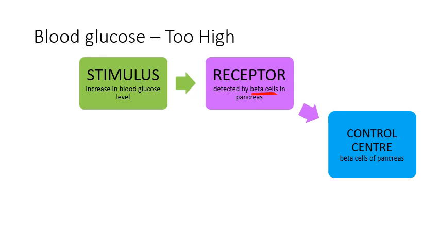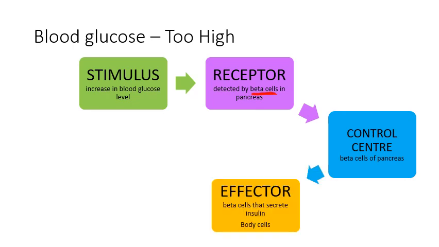So we've got our stimulus of high blood glucose levels. Our receptors are cells within our pancreas. The beta cells within our pancreas have detected our blood glucose levels are too high. That message has been received by the control center or the nucleus of the cells. And then our effector, those cells of the pancreas again, start secreting insulin, or they start producing insulin.